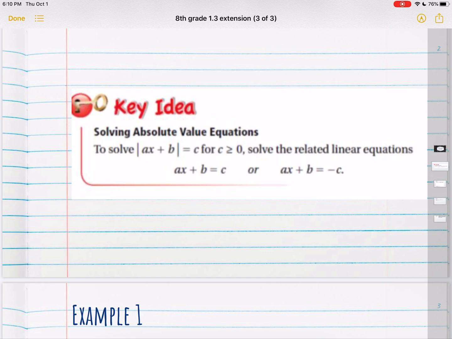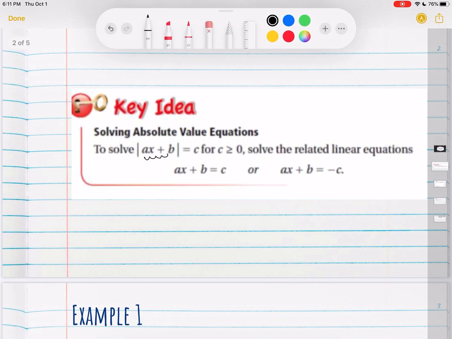So to solve the absolute value of ax plus b equals c for any c greater than or equal to 0, you're going to solve two related linear equations. One where you take what's in the absolute value signs and just set it equal to c, and the other when you take what's in the absolute value sign and set it equal to negative c.